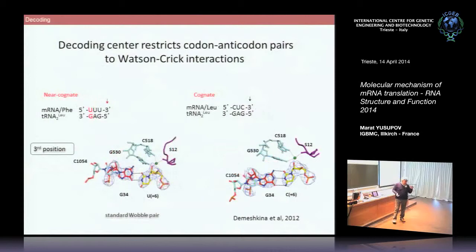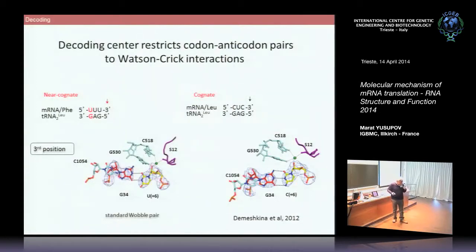And only in the third position, which is not important for decoding, the geometry of the GU base pair is the classical standard wobble. It's much more flexible there. In the first two positions, the pocket which the ribosome forms is so restricted that it accepts only Watson-Crick geometry. That's why a wobble pair behaves as a Watson-Crick pair.